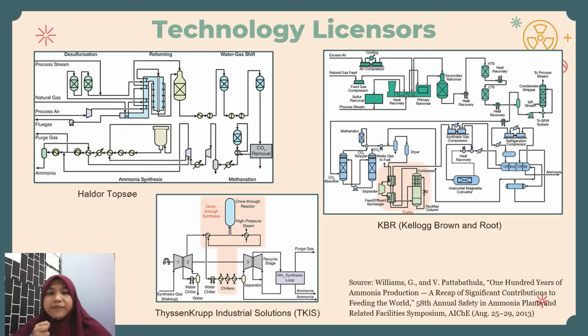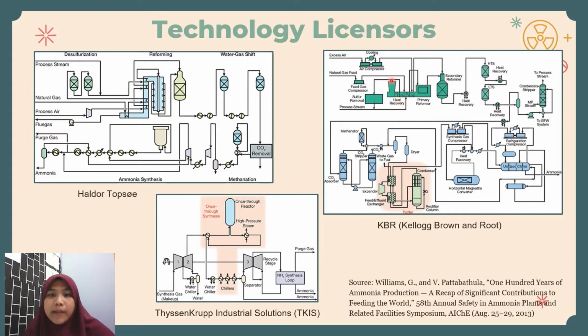During the first few years of the 21st century, many improvements were made in ammonia plant technology that allow existing plants to increase production rates and new plants to be built with larger and larger capacities. Competition between technology suppliers is quite fierce. Three technology licensors, KBR (Kellogg Brown and Root), Haldor Topsoe, and ThyssenKrupp Industrial Solutions (TKIS), currently dominate the market.